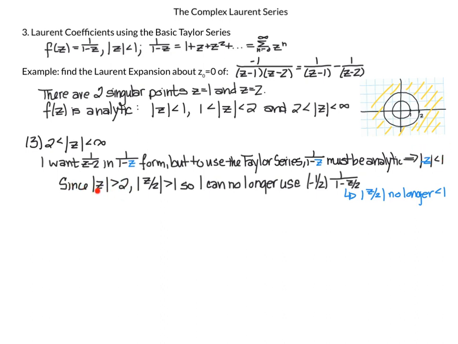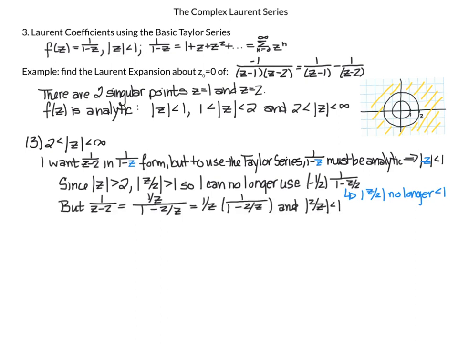Since z is greater than 2, z over 2 should be greater than 1. So I can no longer just simply divide the top and bottom by 2 because z over 2 is no longer less than 1, and we can't then use our basic Taylor series. So we need to explore the other option. The only other option over here to convert one of these into 1 is to divide everything by z.